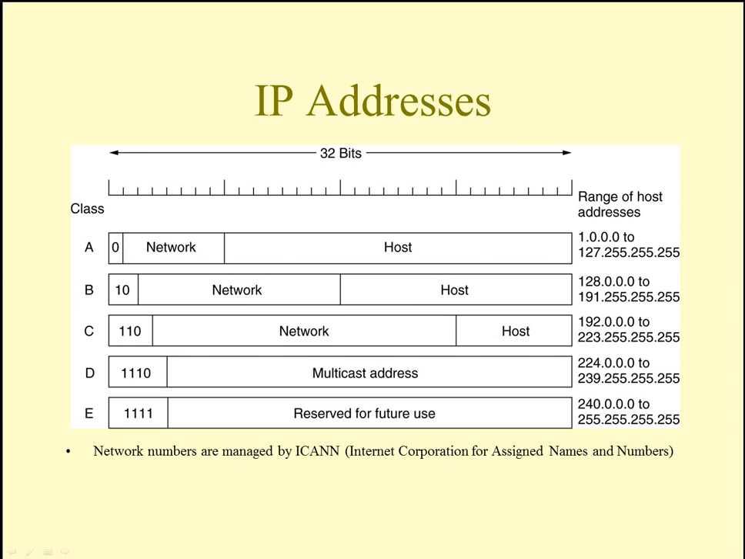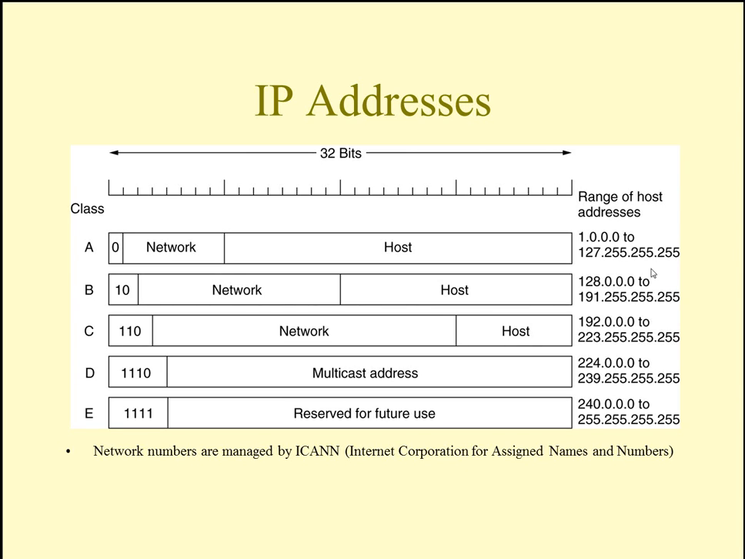If you have a class A address, you will have 8 bits designated for the network. You see on the right side of this diagram that means that our range is going to go from 1.0.0.0 up to 127.255.255.255. If you have an IP address within that range, you have a class A IP address.